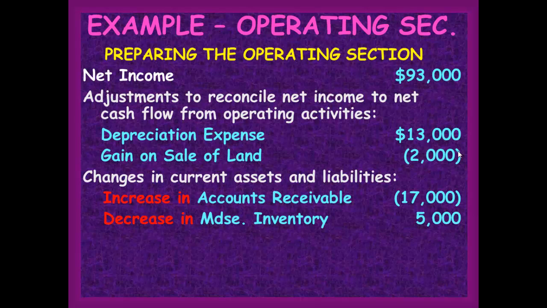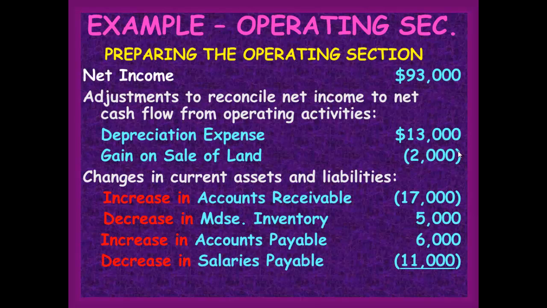Then we move on to my accounts payable. During the period my accounts payable had increased, we're going to add that. And then finally we ended up with my salaries payable, a decrease, and I was to subtract that. So those are my adjustments. First off, we have the non-cash items, and then we have the changes in current assets and current liabilities. Now we finish it up.